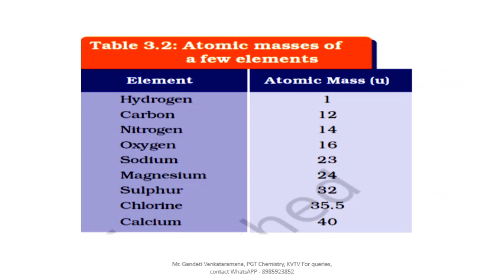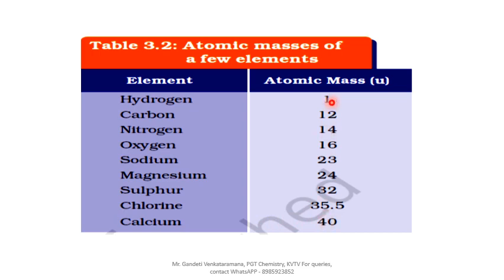Here one table is available, atomic masses of a few elements. This is a very important table. You have to memorize the atomic masses of some elements. No need to memorize all the elements, but at least you have to memorize this table. Clear? So, hydrogen, atomic mass 1; carbon 12; nitrogen 14; oxygen 16; sodium 23; magnesium 24; sulfur 32; chlorine 35.5; calcium 40.